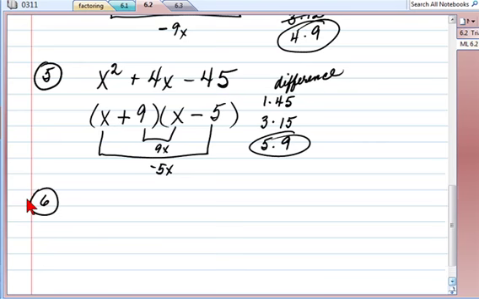Let's look at number 6. How'd y'all do on that one? Did you do okay? All right. Number 6, x squared plus 5xy plus 4y squared.